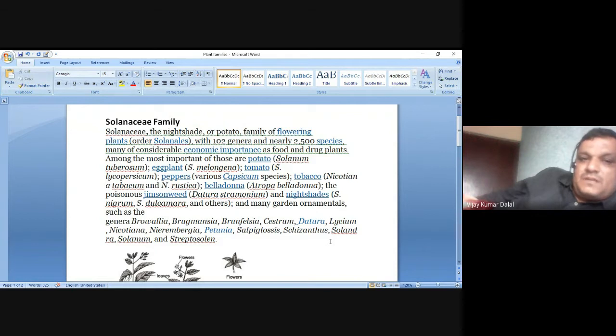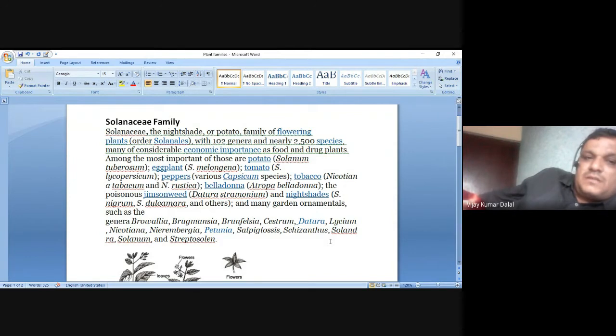Then you have some poisonous plants like Jimson weed, Datura stramonium. Datura is also used for some medicines. Then nightshade, Solanum nigrum, and Solanum dulcamara. So the representative plant for this family is Solanum nigrum, which is also called nightshade. Based on this plant, it is called nightshade family.